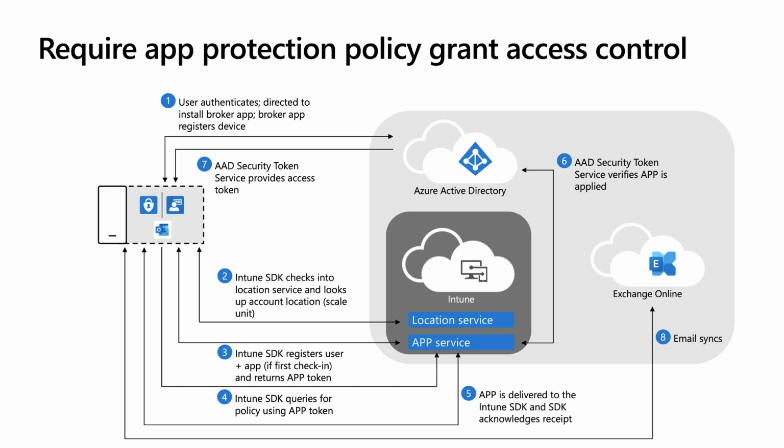Now, it's important here to understand that from a policy assurance perspective, four key things must occur. First and foremost, the user must be licensed for Intune. The user must be assigned an app protection policy.